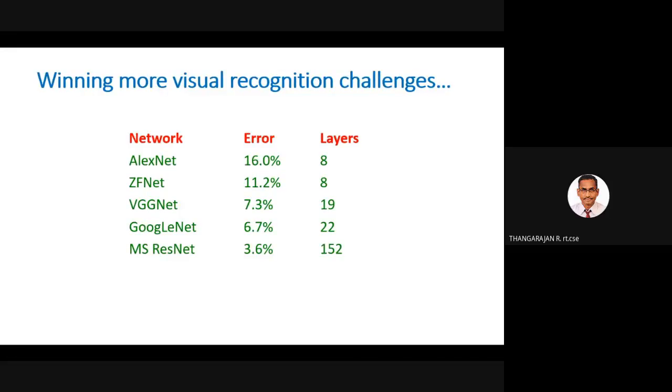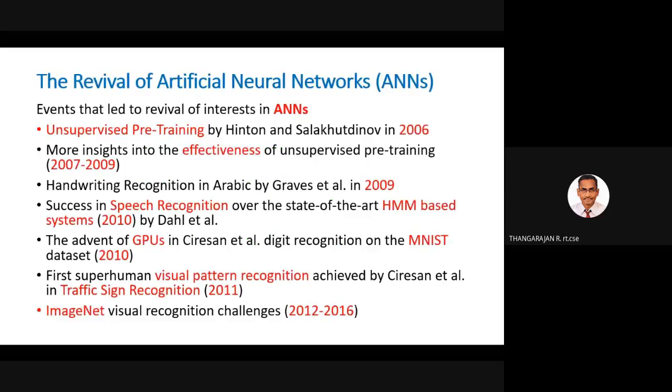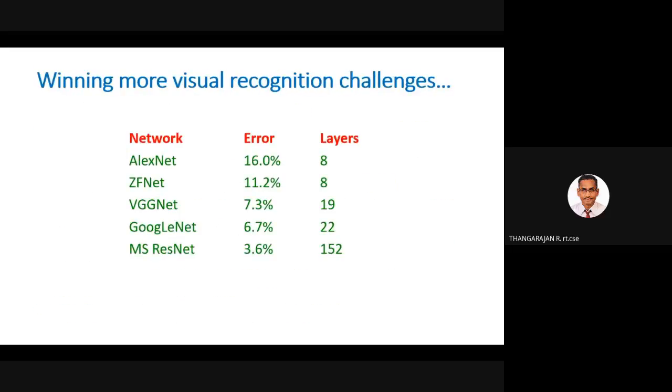So the last point of what I was talking about: in 2012 to 2016, different neural architectures came, something called AlexNet, ZFNet, VGGNet, GoogleNet, MS ResNet. See the number of layers each net has. They have increased considerably, from 8 hidden layers to 19 to 22 to 152. Say 1 to 152 is a very deep network.